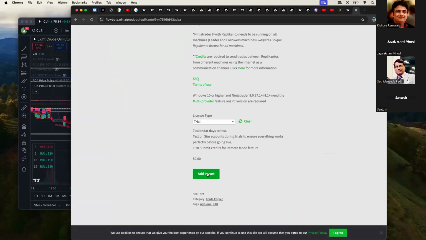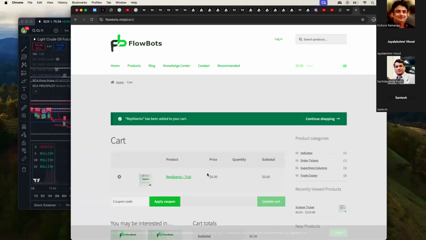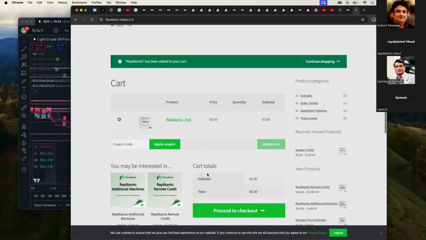But have you tried what I asked about? You got my exact requirement, right? I never tried with two different IBKR accounts. I tried with one IBKR and I was able to use it. But if it is one IBKR, why would you need Replicant? Directly we can connect this.